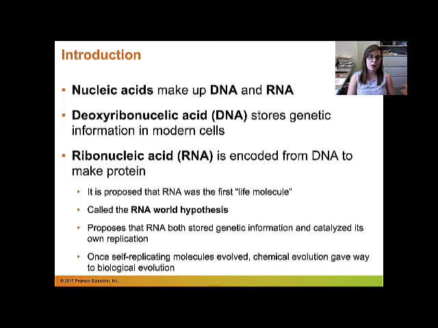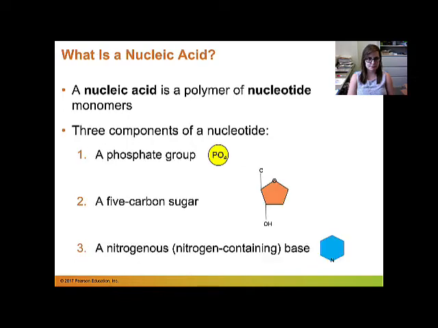And so what are nucleic acids? What are they made of? So what is a nucleic acid? A nucleic acid is a polymer of a nucleotide monomer. So what is a nucleotide? A nucleotide is made up of 3 components: a phosphate group, a 5-carbon sugar, and a nitrogenous base. So this might be something on the quiz.